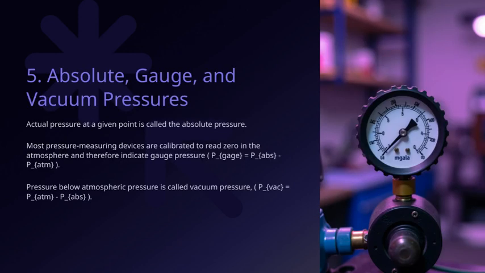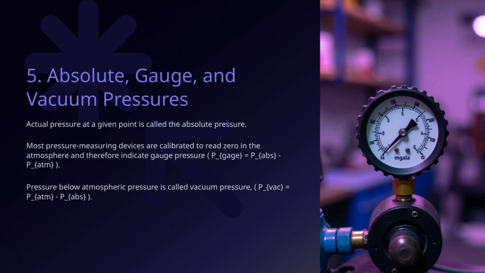Now let's talk about pressure below atmospheric pressure, which we call vacuum pressure. This is defined as P_vac and calculated as P_atm minus P_abs. Essentially, when the absolute pressure drops below atmospheric pressure, we have a vacuum. Most pressure measuring devices are calibrated to read 0 at atmospheric pressure. This means they show the pressure difference relative to the atmosphere, which we call gauge pressure, represented as P_gauge. It's the absolute pressure minus the atmospheric pressure.